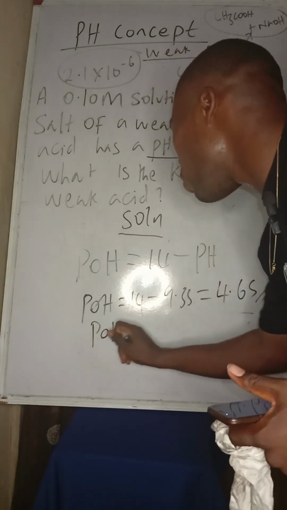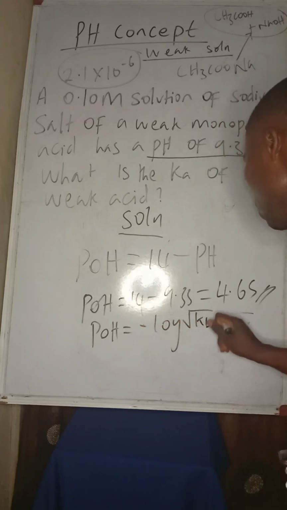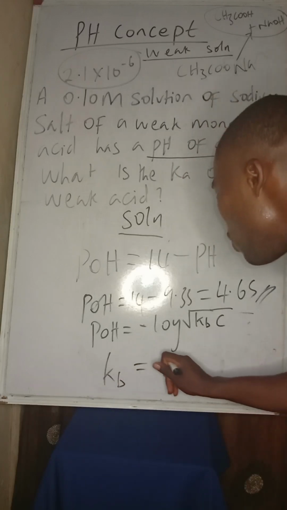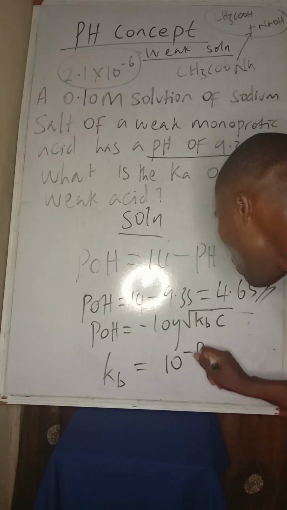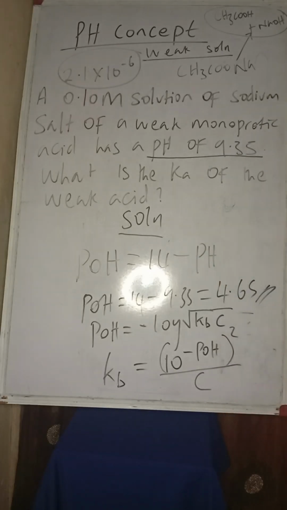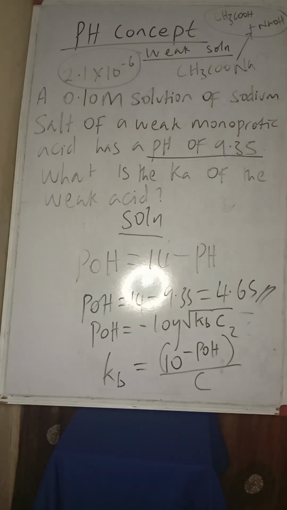Remember that pOH is equal to minus log of the square root of KbC. So I can make Kb the subject of the formula. We already did that earlier today. Kb is therefore equal to 10 raised to the power minus pOH, all squared, over the concentration of the basic solution, which is 0.1. So we input that for pOH and Kb there. I have my pOH to be 4.65.